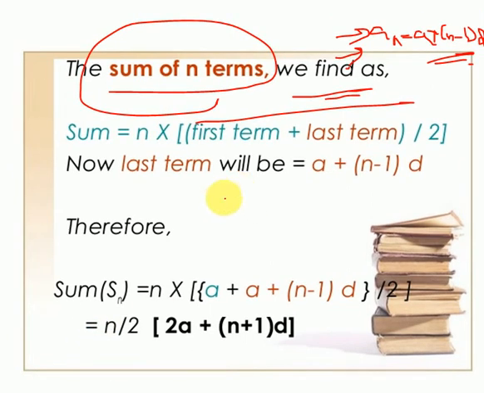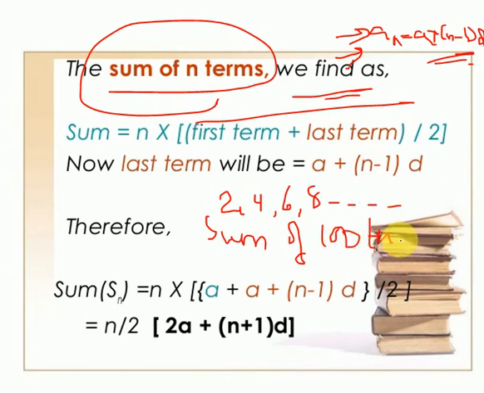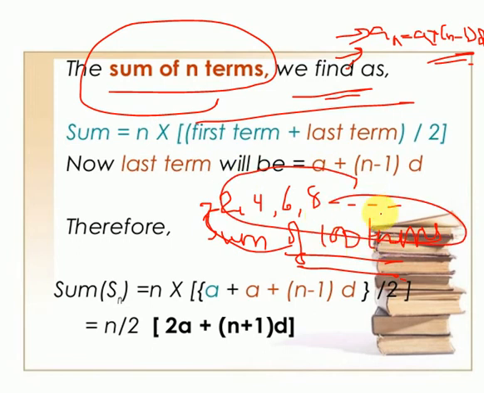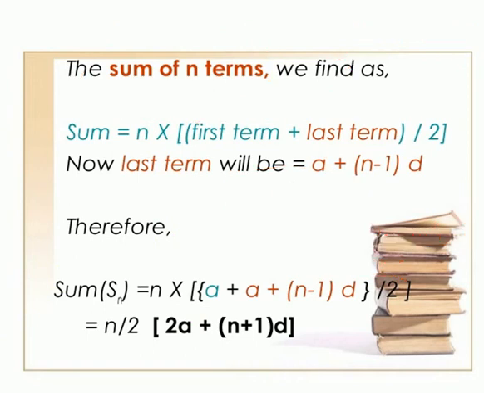Like if we have an AP like 2, 4, 6, 8 and so on, and they are asking you to find the sum of 100 terms of this AP. So how will you find it? It will be very difficult to add 2 plus 4, then plus 6, then plus 8 and so on, right? So we have a simple formula for this also. Let's see the formula. That is, sum is equal to n into first term plus last term upon 2.